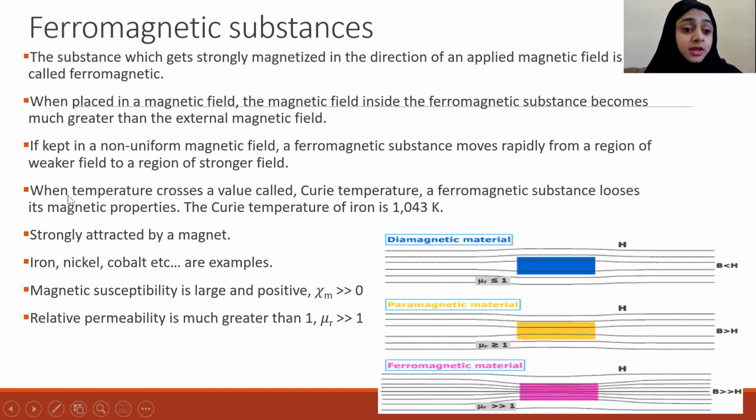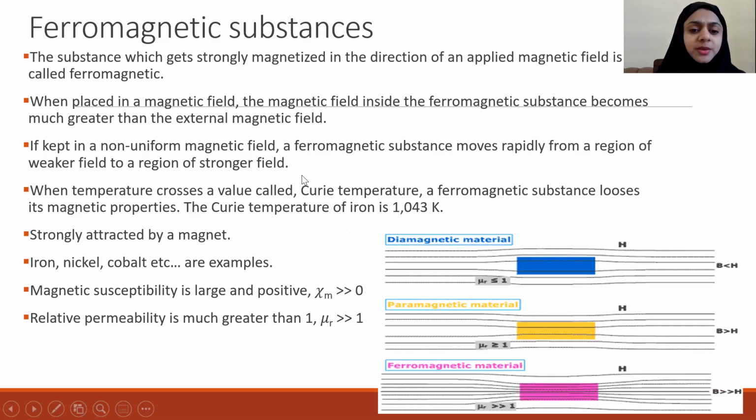Now, the magnetic property of ferromagnetic substances also depends upon temperature. When temperature crosses a value called Curie temperature, the ferromagnetic substance loses its magnetic properties. So after a particular temperature called Curie temperature, the ferromagnetic substances are no longer magnetic in nature.